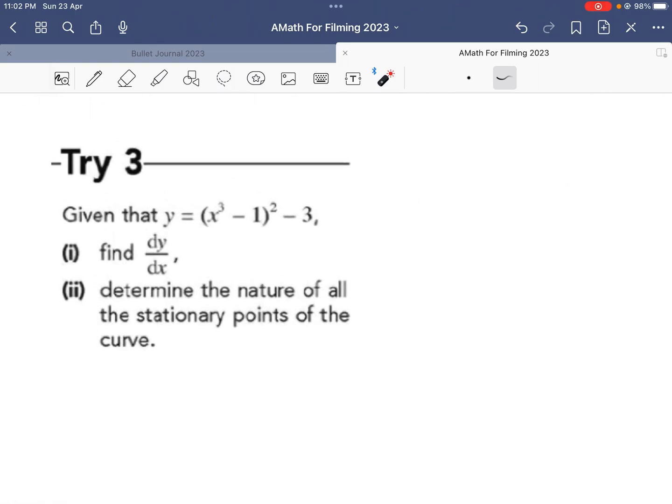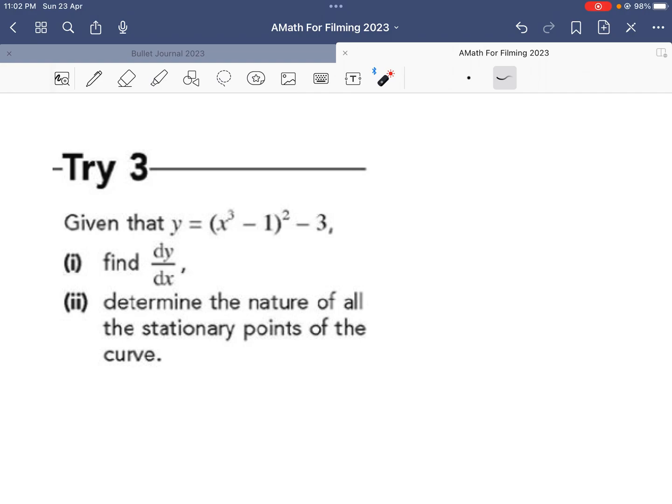Now, what you need to do is to pause the video, try question 3, and once you are done trying this, you may unpause the video and I will present you the answers in 3, 2, 1.